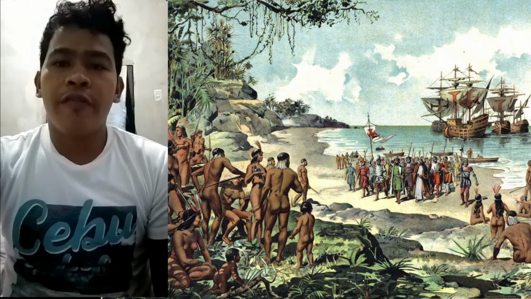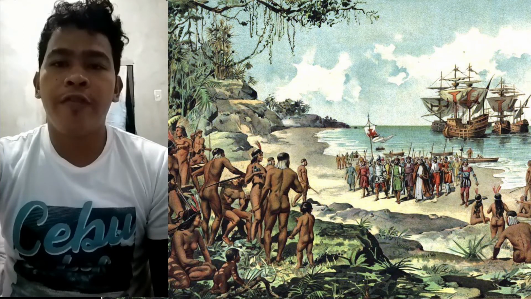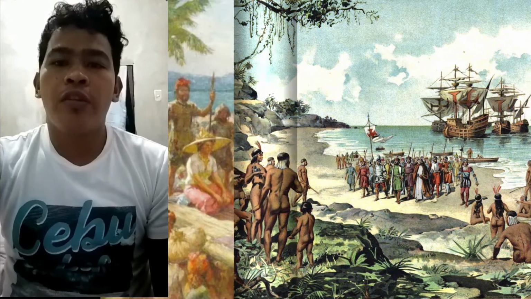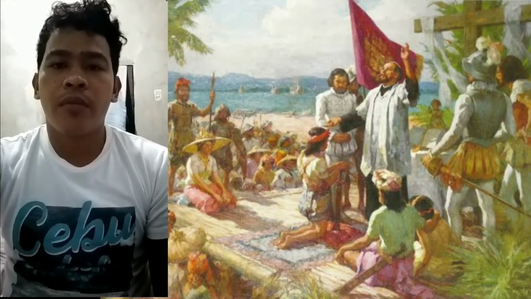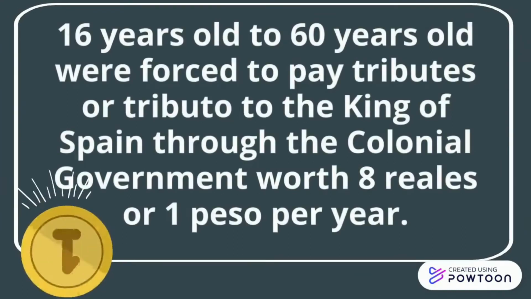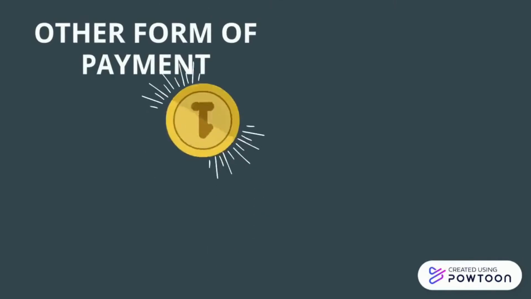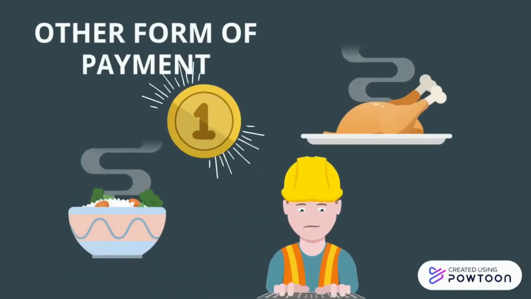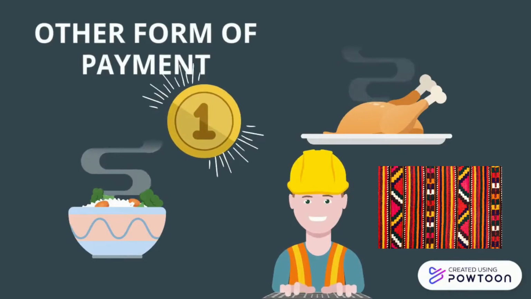The arrival or invasion of the Spanish from 1521 to 1898 gave the Filipinos modern concepts of taxation, wherein those 16 to 60 years old were forced to pay tributes, or tributo, to the King of Spain through the colonial government, worth 8 reals or 1 peso per year. There were also other forms of payment like gold, chickens, textile, rice, and forced labor, or polo y servicio.